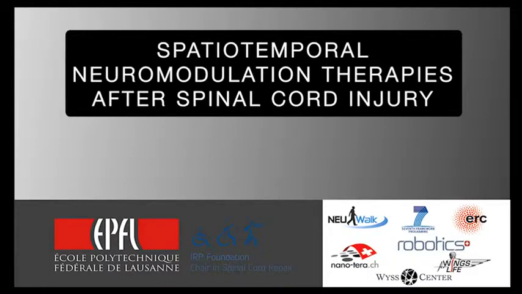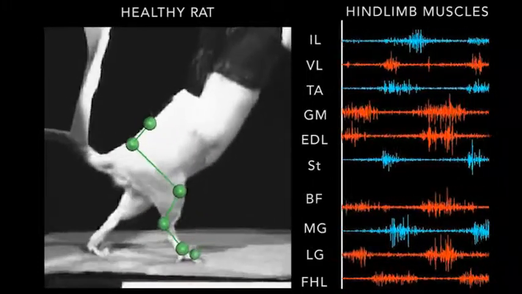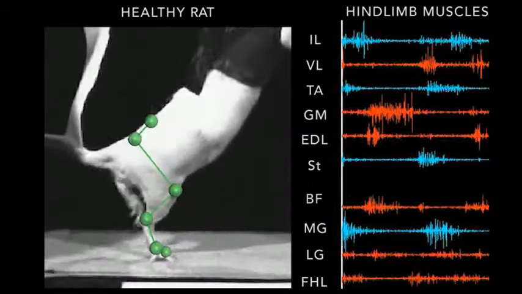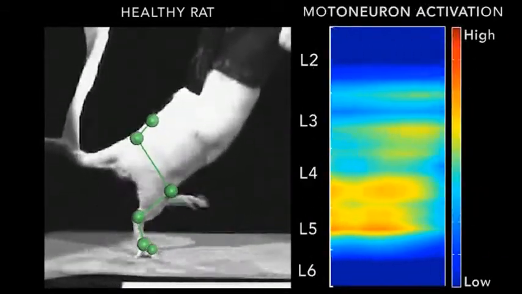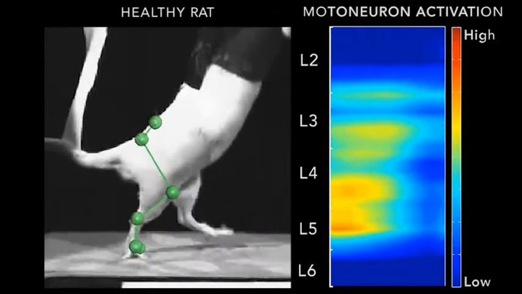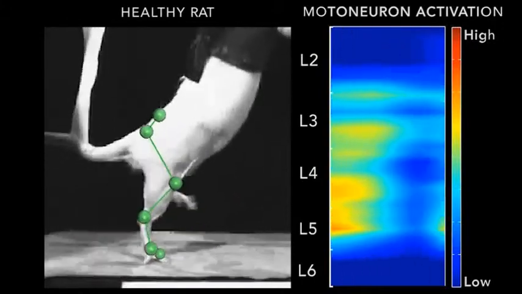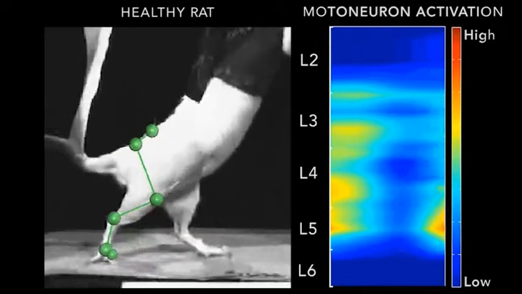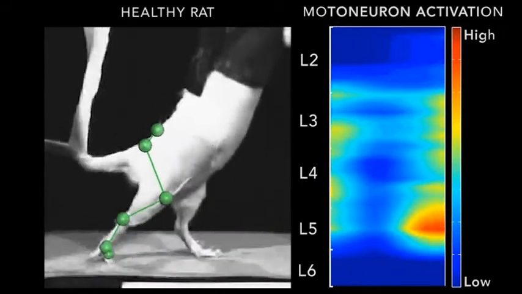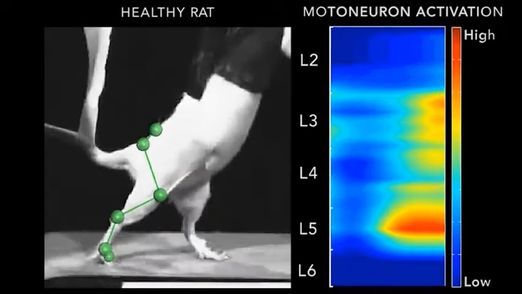We recorded the simultaneous electromyographic activity of flexor and extensor hind limb muscles during walking in intact rats. We projected this activity onto the anatomical location of motor neurons in the spinal cord in order to visualize the spatiotemporal map of motor neuron activation during walking. These maps displayed a well-defined and reproducible spatial and temporal structure.